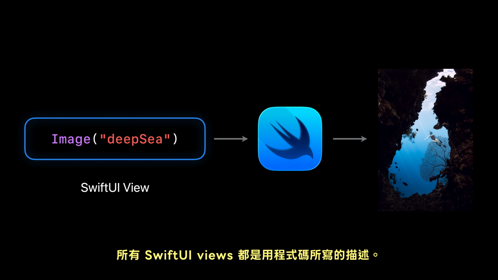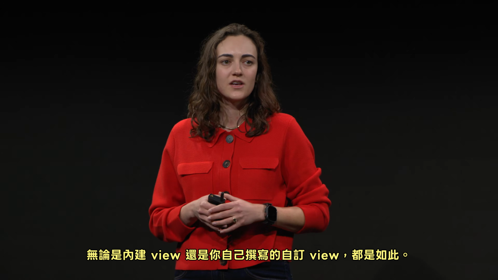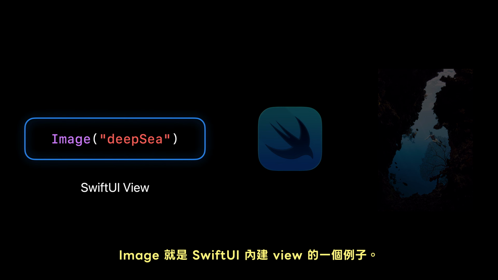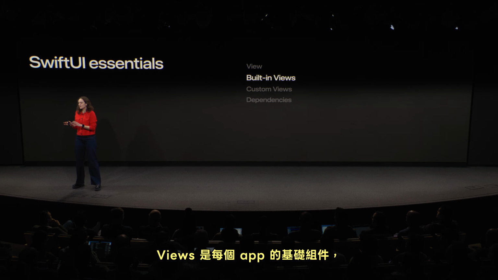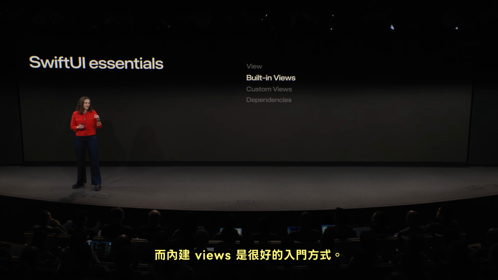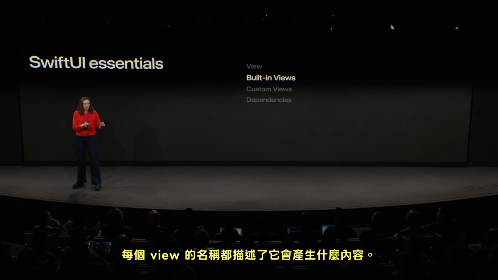All SwiftUI views are descriptions that are written with code. This is true whether they're built-in views or custom views that you write yourself. Image is an example of a built-in SwiftUI view. Views are the building blocks of every app, and the built-in views are a great way to get started. There are many built-in views in SwiftUI, and each one's name describes what it produces.